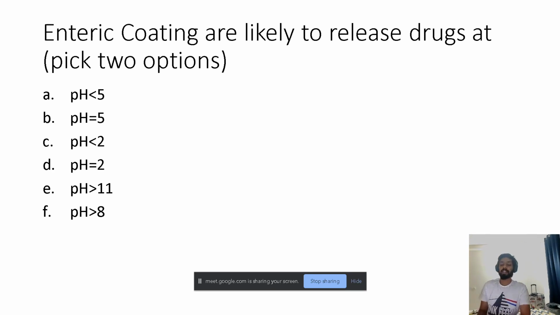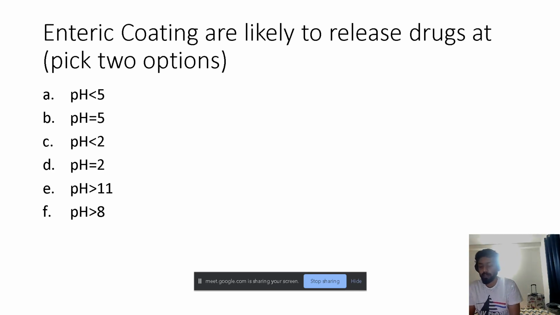But yeah, the question reads: enteric coatings are likely to release drugs at what pHs? So usually enteric coatings are coatings that will resist stomach acid, so that if you have this coating on top of your drug delivery system, the drug can safely pass through your stomach acid and then eventually reach a high enough pH for the drug to come out. So that's what an enteric coating is.